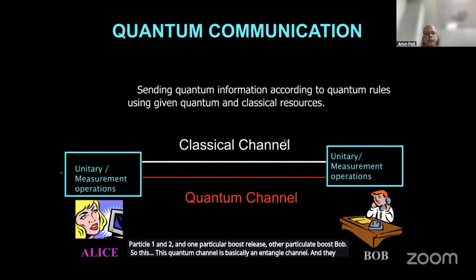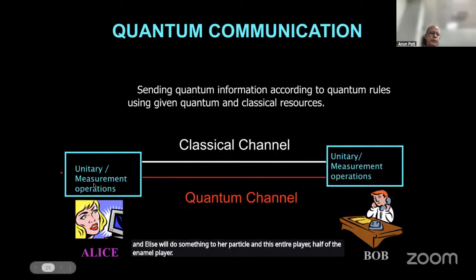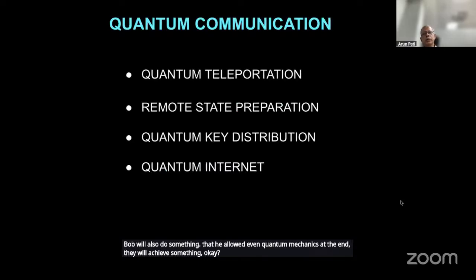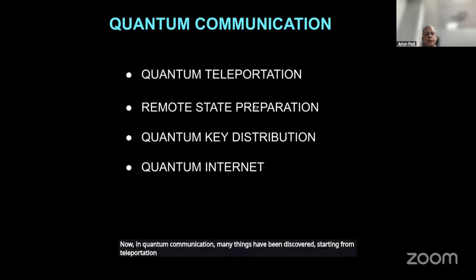And they also have access to a classical channel. A classical channel could be your ordinary telephone line or internet or anything you can think of. Alice will do something to her half of the entangled pair. Something means whatever is allowed within quantum mechanics, like unitary or measurement. Bob will also do something that is allowed within quantum mechanics. At the end, they will achieve something. Now, in quantum communication, many things have been discovered, starting from teleportation to remote state preparation, quantum key distribution, quantum internet, and many things.